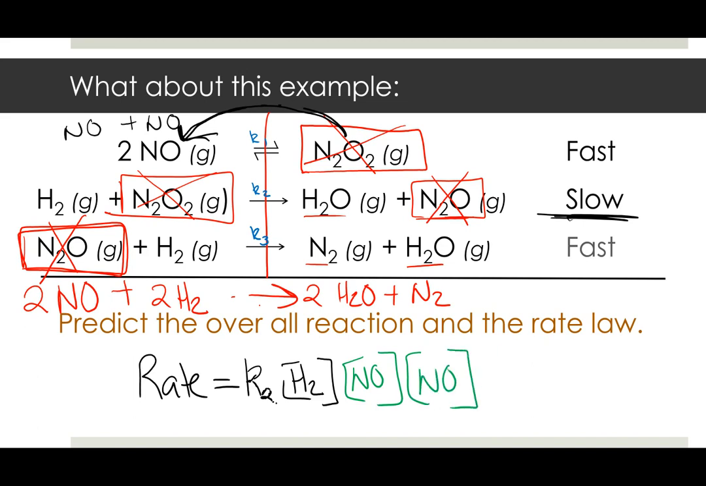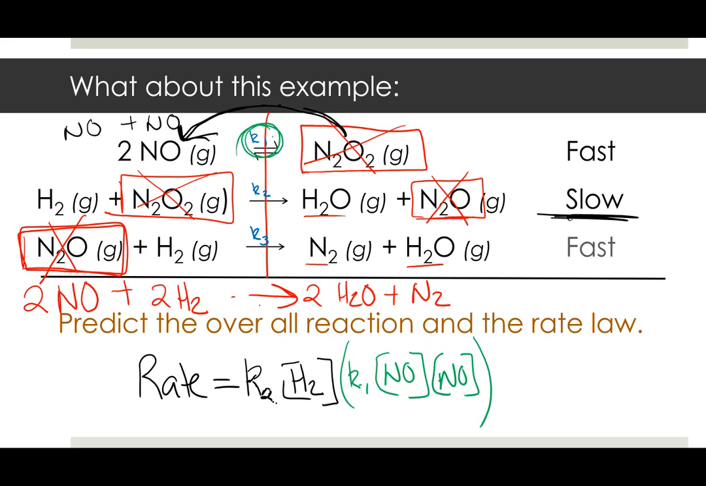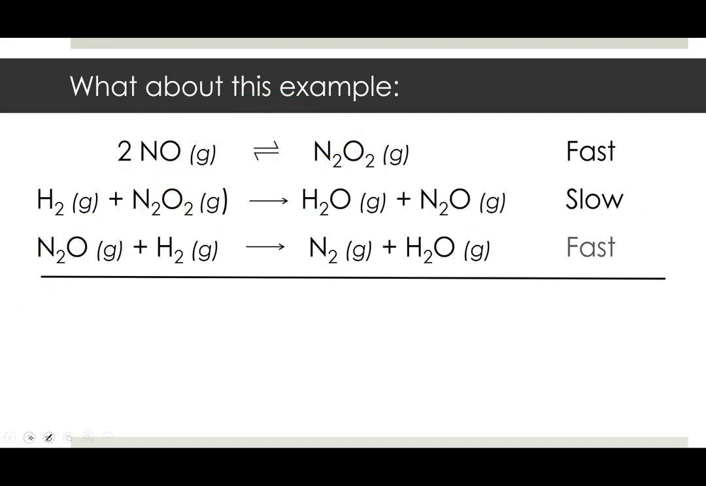But with it comes what? Yeah, there's a constant associated with that step. So with this is going to be K1, actually negative 1, because we're going backwards, NO, NO. So this green replaces our intermediate with something that is found in the overall reaction. So now we need to clean this rate law up down here at the bottom.